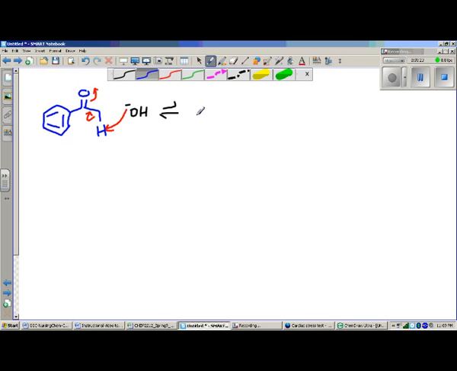Now, in order to speed things up a little, and because I'm lazy too, I'm going to make a shorthand of the ring as just a phenyl group. The phenyl group's not involved in the mechanism, so it's just there. Make my life easier. So what we have here is our enolate.